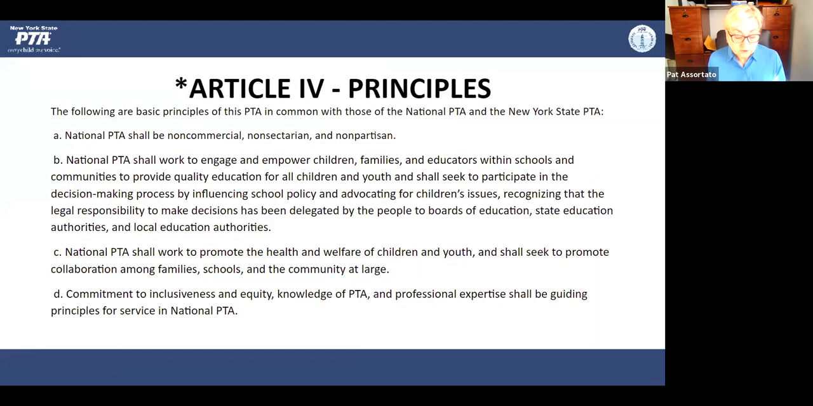Article 4 describes the policies that set us apart as a 501c3 association. Please note in particular A, which states we must be non-commercial, non-sectarian, and non-partisan, and Section D, our commitment to inclusiveness and equity and a knowledge of PTA.